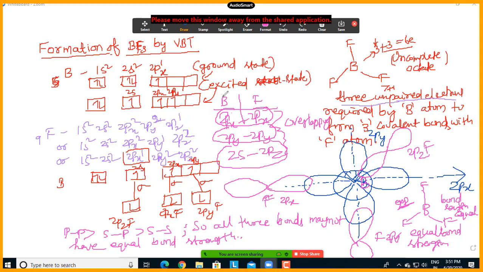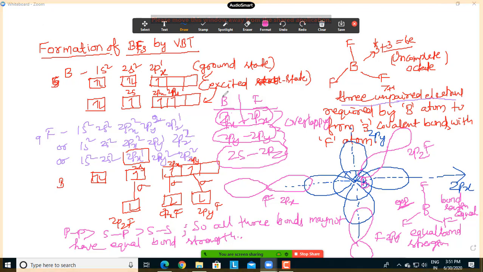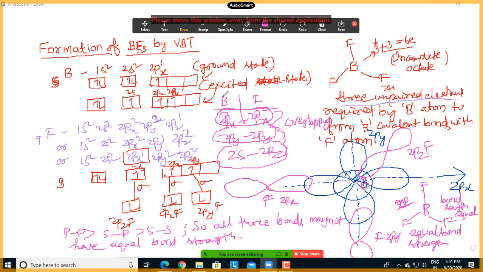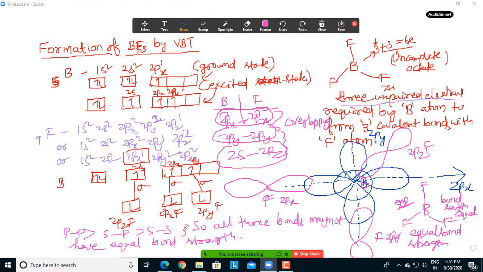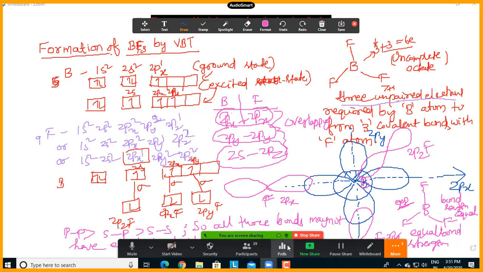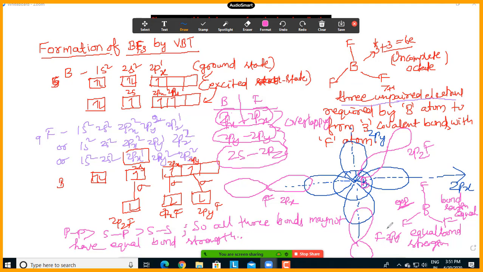Is it okay? Have you written? Yes, sir. Note down or take screenshot. Sir, in boron, the spherical shell which is shown, it is 2s, right? Yes. Okay, sir. If completed, tell me. Completed. Done, sir. Okay. So I'm going to next page. All have done?